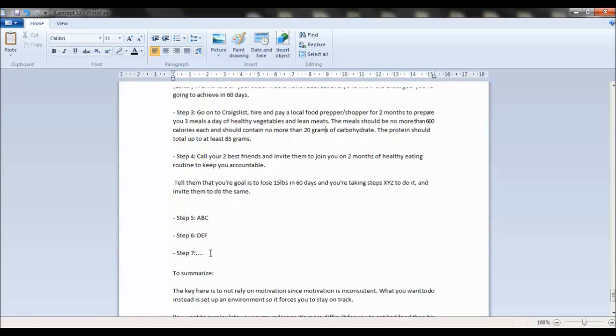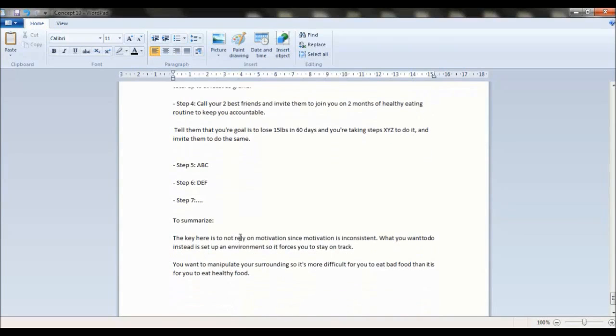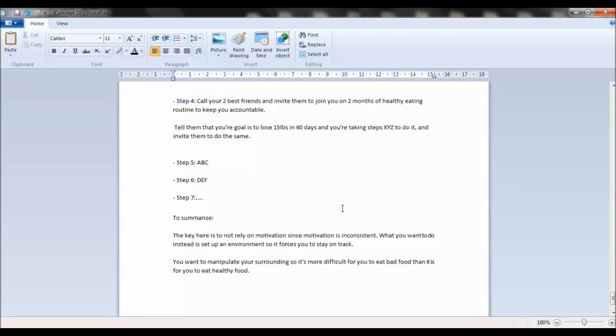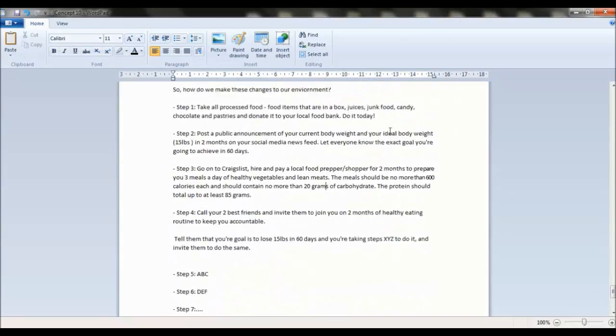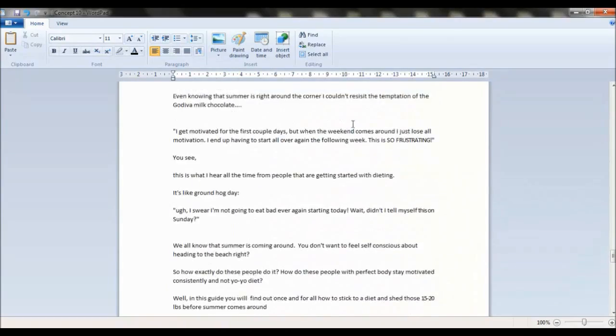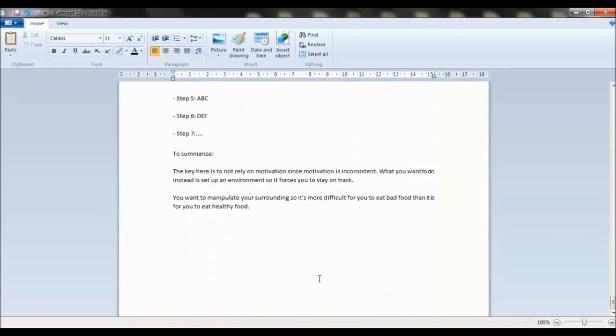Step 5, ABC. Step 6, DEF. Step 7, blah blah blah. So to summarize, the key here is not to rely on motivation, since motivation is inconsistent. What you want to do instead is set up an environment that forces you to stay on track. You want to manipulate your surroundings so it's more difficult for you to eat bad food than it is for you to eat healthy food. And that is everything coming together in one piece of content.